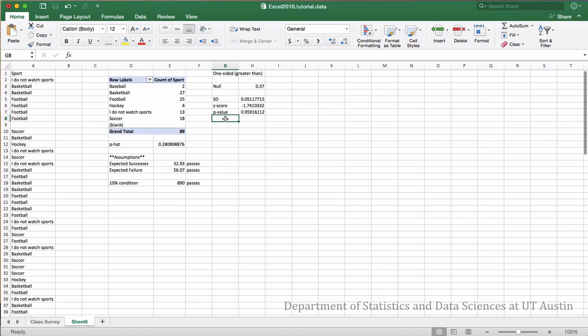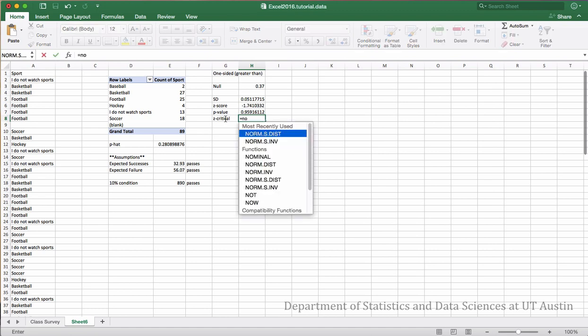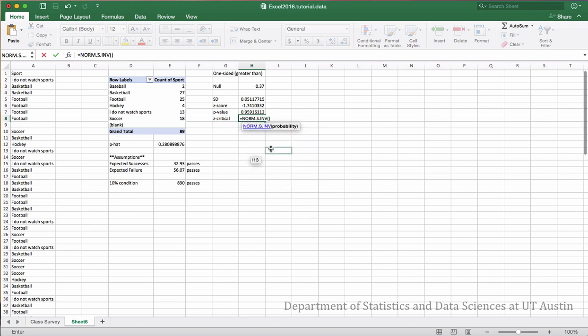Another thing that we can calculate is our z-critical, and we compare our z-critical to the actual z-score we calculated from our data. Our z-critical can be calculated as the NORM.S.INV. Now I have to be careful here because what I want is the top 5%. But as I said before, the normal distribution function in Excel only gives us left-hand probabilities. So the top 5% is the same as the lower 95%.